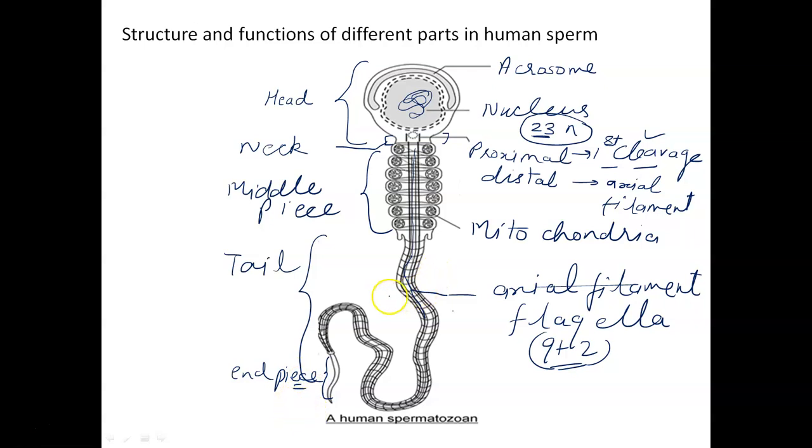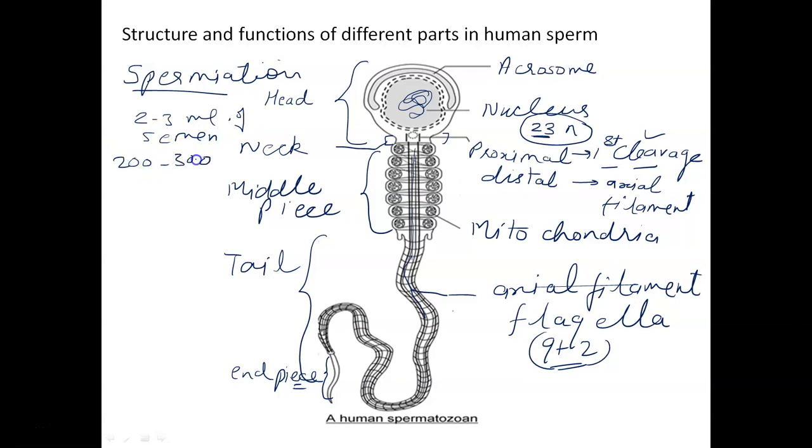Now when the sperms are released from the Sertoli cells, from the seminiferous tubules, the process is known as spermiation. Spermiation means release of sperm. The sperms released at one ejaculation, which consists of 2 to 3 ml of semen, number 200 to 300 million. So 1 ml should contain about 100 million. This is the normal number of sperms.